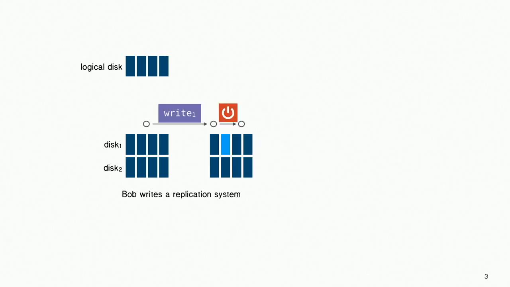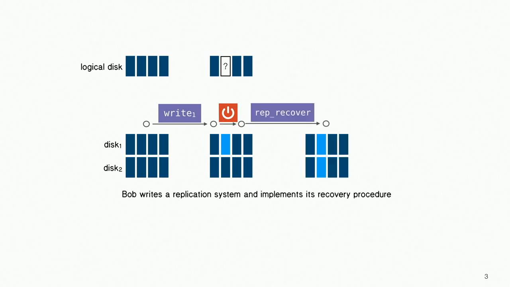Now, this is a storage system, so Bob wants it to be able to handle crashes at any time, say due to a power failure. And the problem is that if the system crashes in the middle of a write operation, then it leaves the disks in an inconsistent state. So Bob knows how to handle this. He writes a recovery procedure that copies from the first disk to the second, and that restores the invariants of the system.